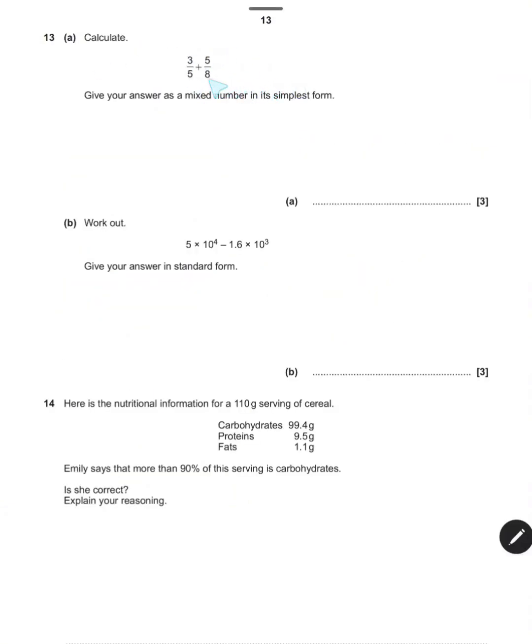Question 13, we've got two fractions to add together. So I'm going to do 3/5 added to 5/8. If we're adding fractions, we need common denominators. And we get common denominators by multiplying these together. 5 times 8 is 40. So I'm going to work in 40ths. I multiplied the 5 by 8, so multiply the 3 by 8. 8, 16, 24. I multiplied the 8 by 5, so I'm going to multiply the 5 by 5. And 5 5s are 25.